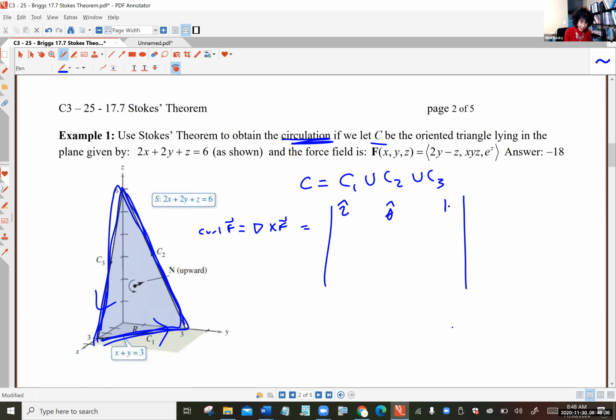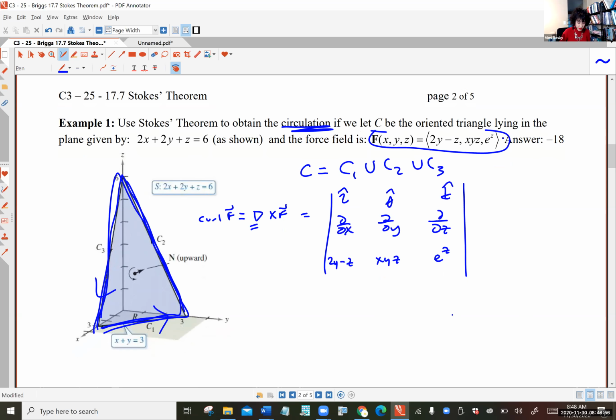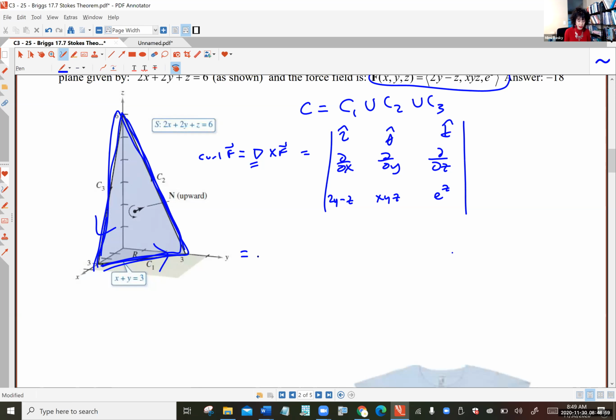I hat, j hat, and k hat across the top. The differential operator, which you can think of as a hollow vector, d/dx, d/dy, d/dz, those components go along the second row. And then the vector field's components along the bottom row, where your vector field is given. Then you're going to do the 3x3 determinant method. You're going to have a 2x2 determinant multiplied with i hat, minus a 2x2 with j hat, plus a 2x2 determinant times k hat. So this first thing is going to be d/dy, d/dz, xyz, e to the z.